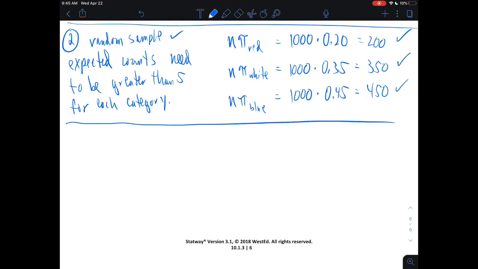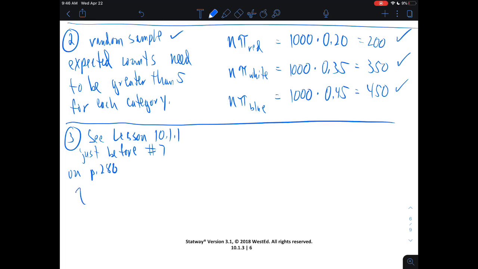Then step 3, we need our chi-square value. So go back to lesson 10.1.1, and you'll see that we already did this, and this was just before number 7, and I believe this is on page 286 in your workbook. You'll see that we got chi-square equal to 1.68. All right, so we've got our chi-square value. We've already done the work for that.